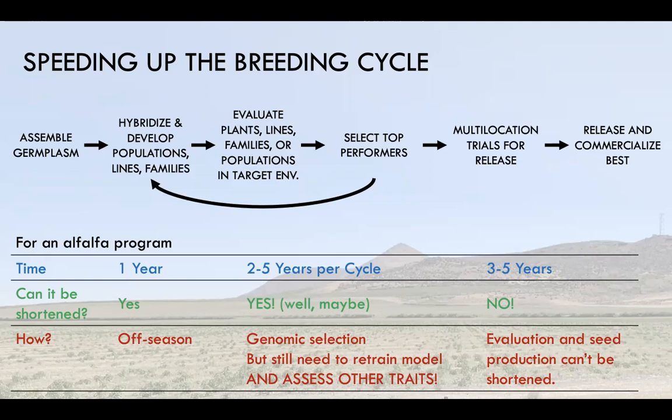And then you get to the end of the pipeline where we're looking at evaluating and seed production and so on. And it doesn't really seem to me that it's likely we can cut much time out here. So really, we're talking about the meat of the program is either in these family development or in the assessment phases where we can possibly make up for the long selection cycles.